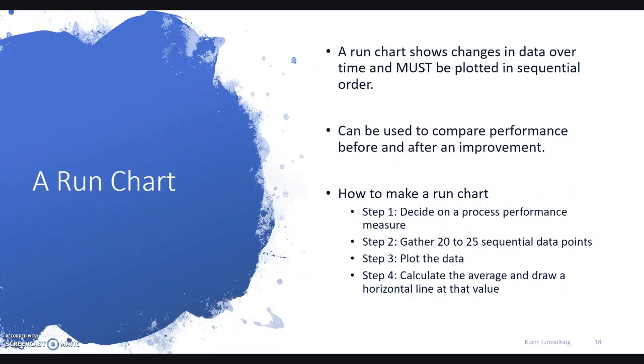Now, how do you make the run chart? Quite simply, you can do it in Excel. You decide on the process measure that you want to measure. Maybe it's the time, maybe it's the temperature of your coffee, or the volume of the coffee, whatever it is. You decide on that process measure. Of course, it has to be a continuous metric, right? A continuous type of data point. And then let's gather 20 to 25, maybe 30 data points sequentially. Okay, sequentially, because this is based on time. And then you plot the data.